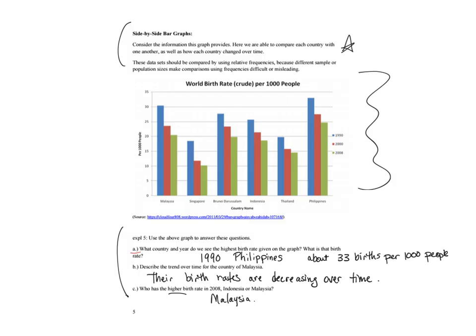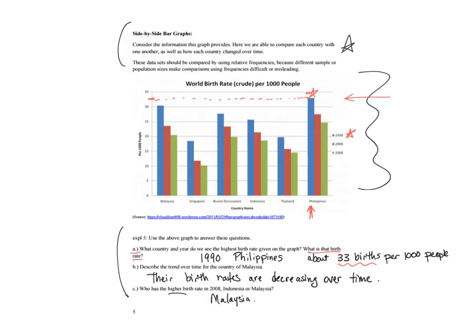Okay, so for part A, it asks me what country and year do we see the highest birth rate given on the graph. What is that birth rate? So I am looking for the tallest bar that I see, and it is right here. And it looks like it corresponds to the Philippines in 1990. And then I ask myself, what is that birth rate? And so I follow over there. And as best I can say, to the nearest whole number, I'm going to go with 33 births.